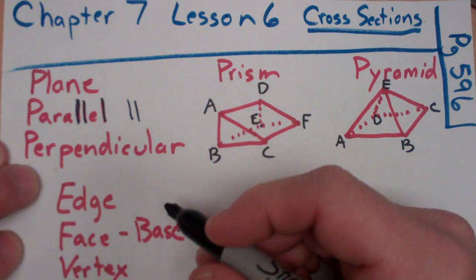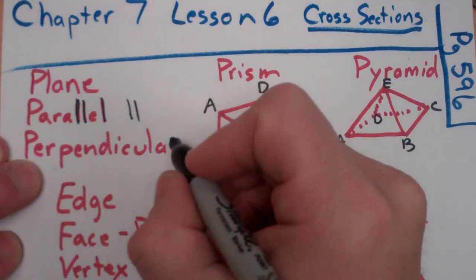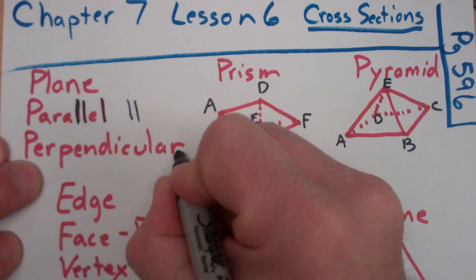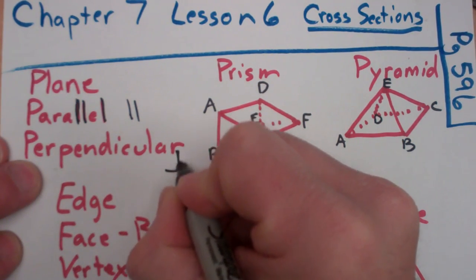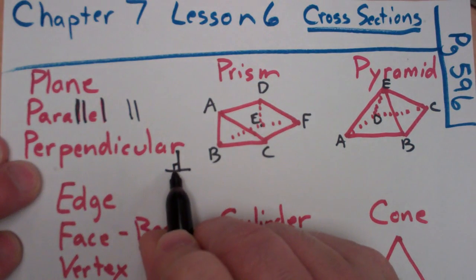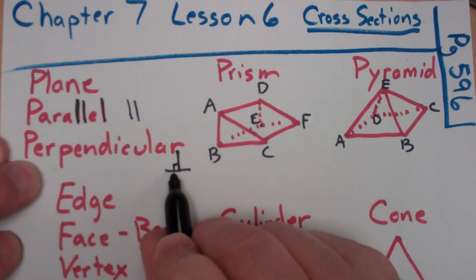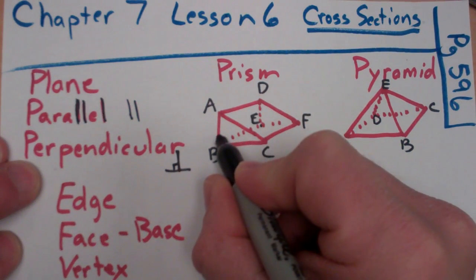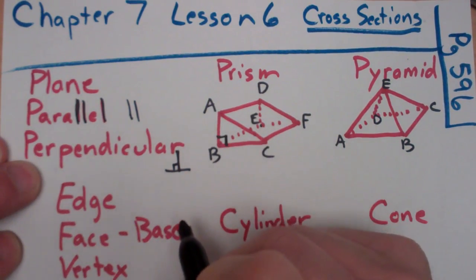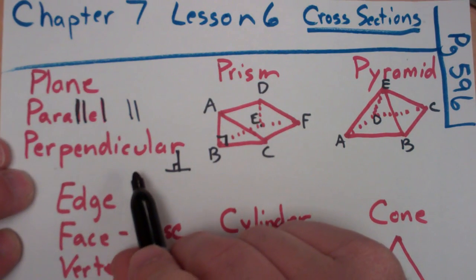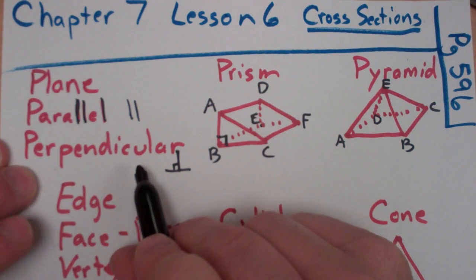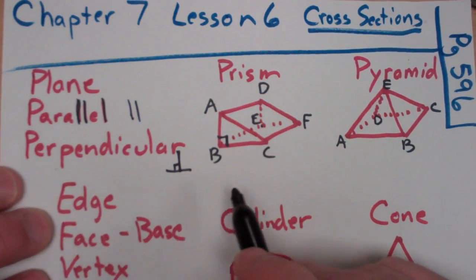All right, perpendicular. Perpendicular means they intersect to form right angles. And the symbol for perpendicular is an upside down T because it forms right angles. A lot of times they won't put that little square in the symbol, but if this was a right triangle, they would put a little right angle sign right there to let you know it's a right triangle. Okay, it's perpendicular, forms right angles.